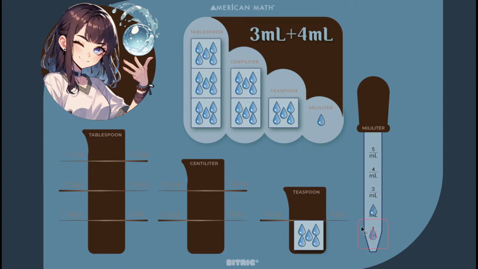Okay. So as we move along, let's go ahead and hop into another one. Let's do 7 milliliters plus 6 milliliters. Okay. So Kira, could you show us how we would get this knocked out?